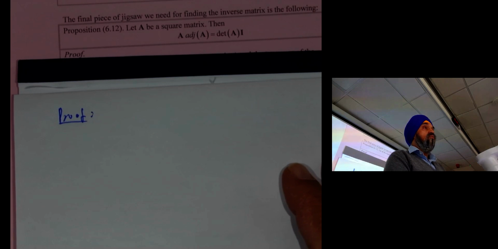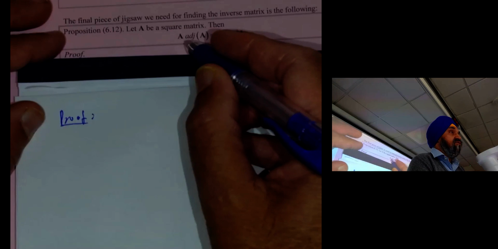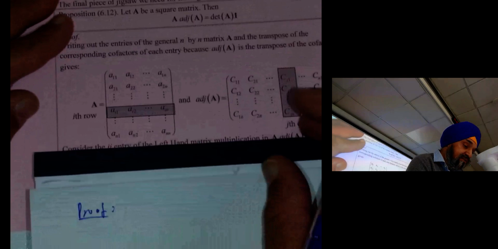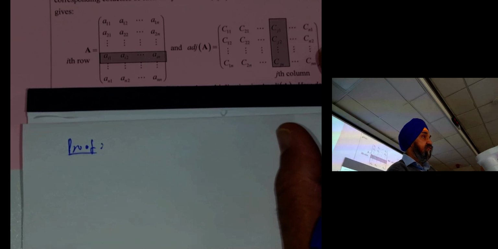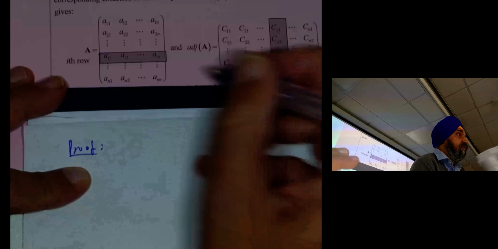Well, if we look at A, the matrix which is given to us, the adjoint is a cofactor matrix transposed, isn't it? So if we multiply the left-hand side, let's just take one entry. Let's not worry about all the entries. If you multiply one entry, that row by that column, remember matrix multiplication.